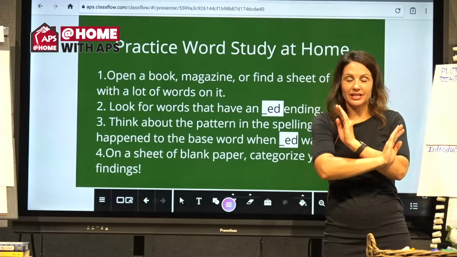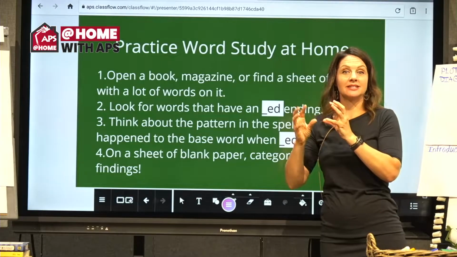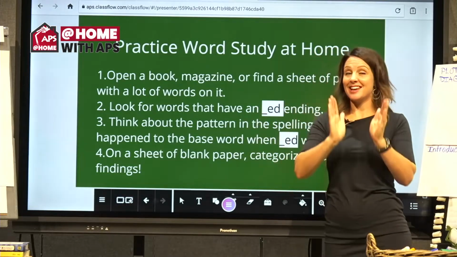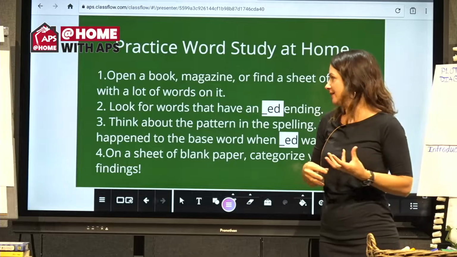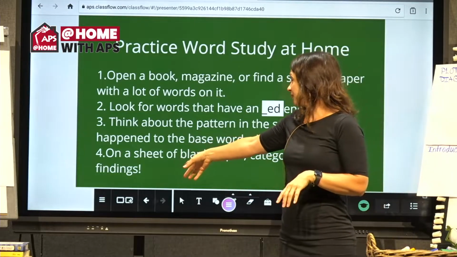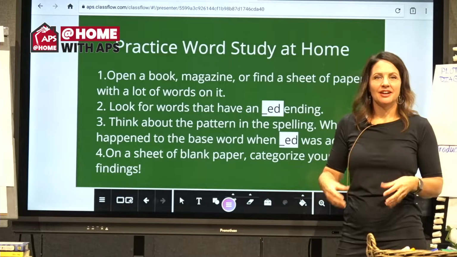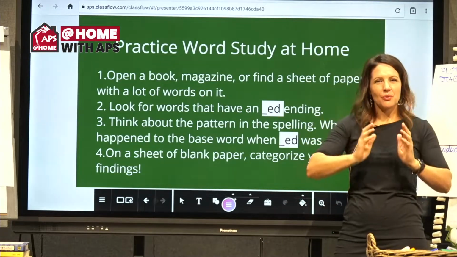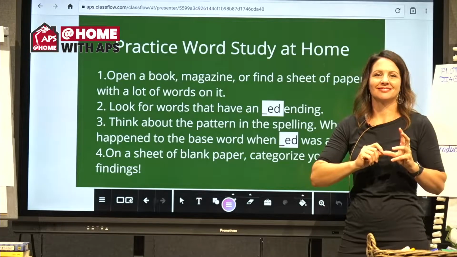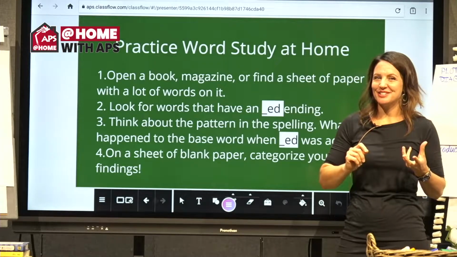Was the final E dropped? Was the final consonant doubled? Or did nothing happen to the base word before ED? On a sheet of blank paper, categorize your findings. All of those words that you found, what columns would they belong in? Have fun finding patterns in word study.